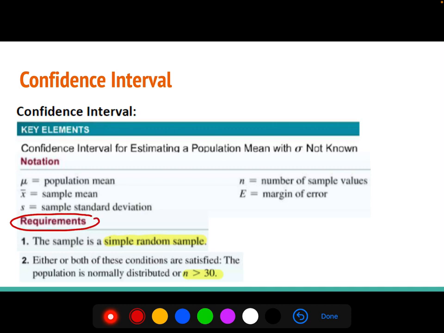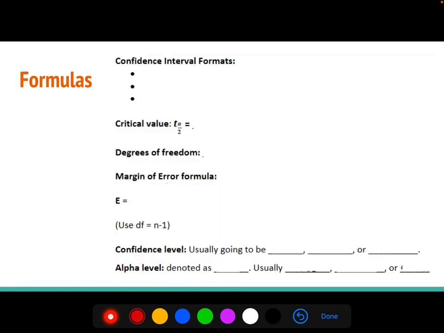Now some requirements that we have. A sample has to be a simple random sample, and we are going to have it normally distributed, and we would like to have n greater than 30 for our sample size.